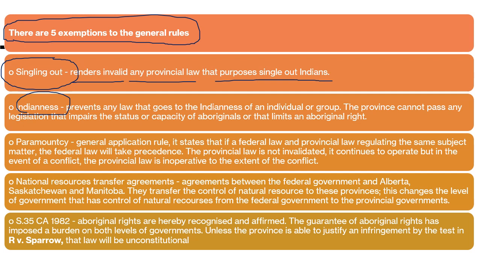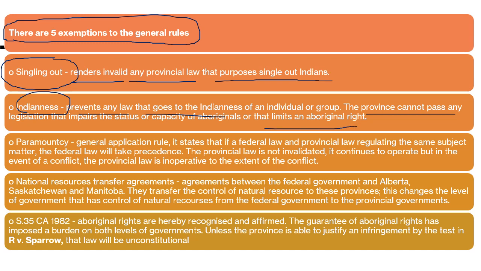Second thing is Indianness. So if something is going to the very basic nature, the true Indianness, like being indigenous, aboriginal, then that kind of law is also prevented. The province cannot pass any legislation that impairs the original status or capacity of aboriginal people, or that limits an aboriginal right.